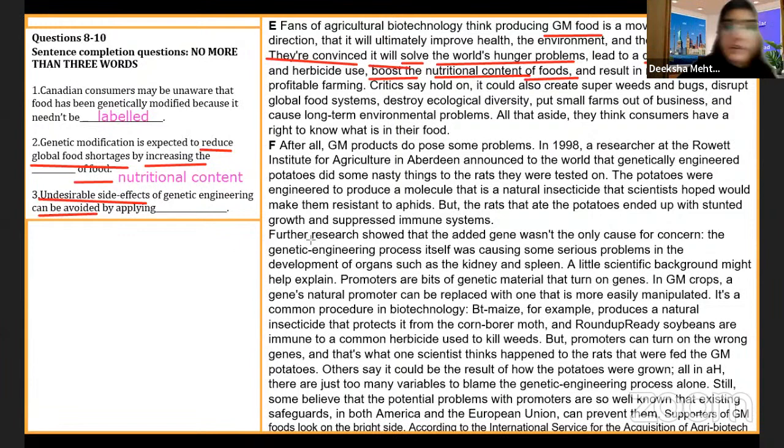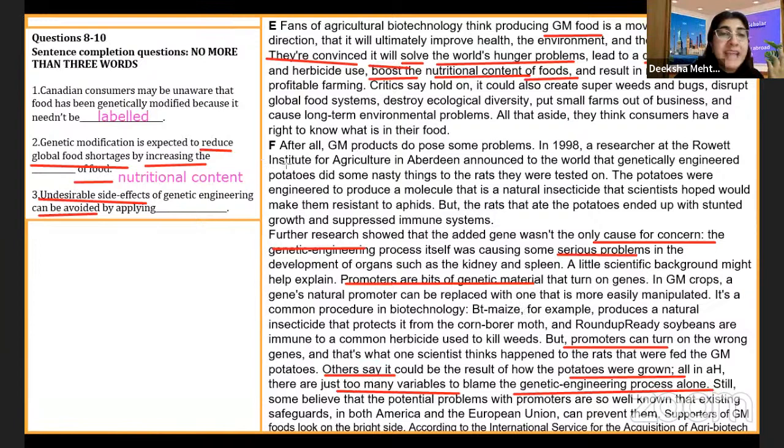It says, here you can see, further research showed that this wasn't the only cause for concern. That means there can be some serious problems as well, right? But if you read this entire thing, you can't find anything like how the problems can be avoided. So here it mentions, if you see, others say it could be the result of how the potatoes were grown, right? So promoters can turn on the wrong gene. Promoters are genetic material. They can turn on the wrong gene, activate the wrong gene. Where are the solutions? We are looking for the solution. Here it says there are too many variables to blame, too many reasons to blame the genetic engineering process alone. So this entire thing is talking about problems.